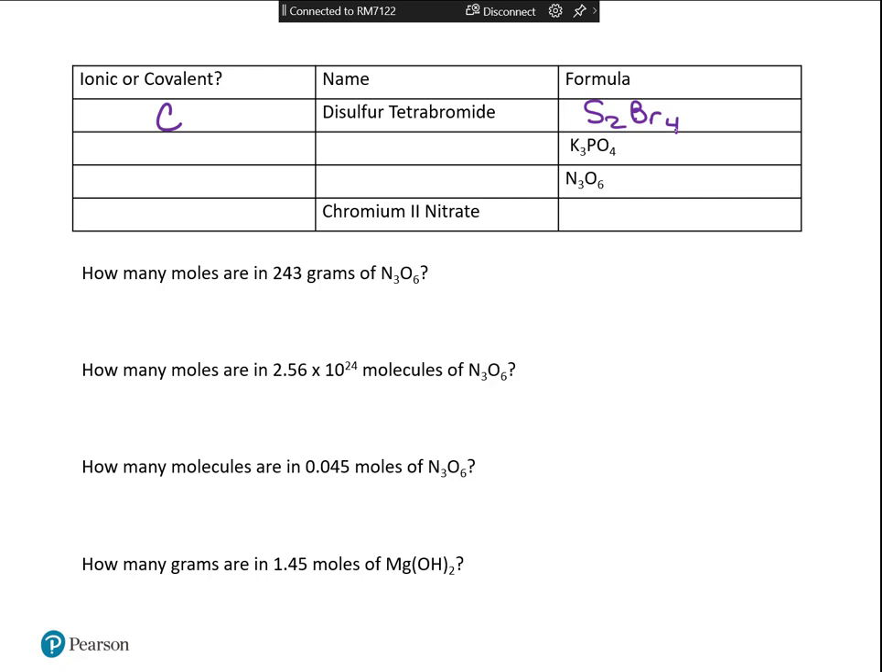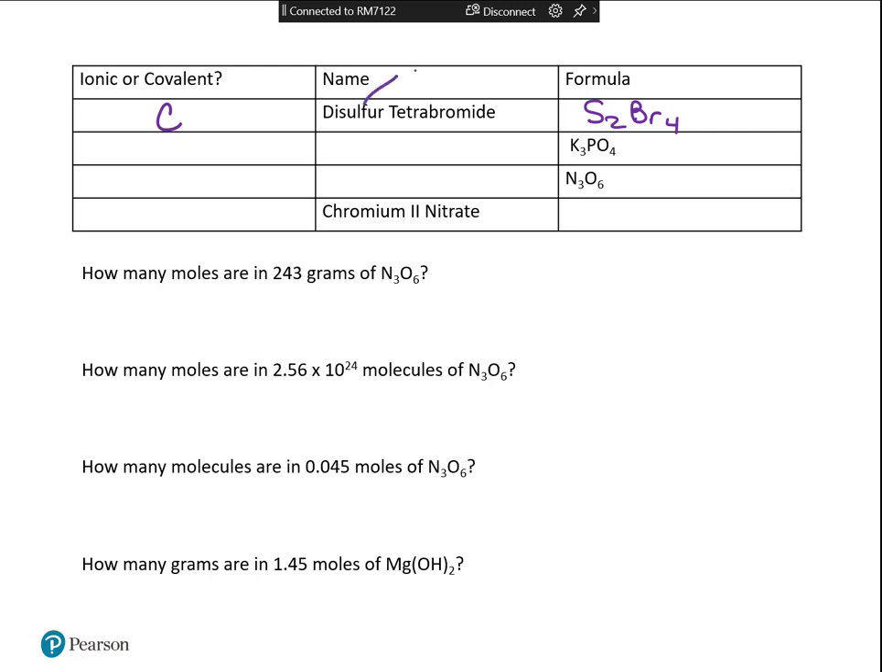So K3PO4, ionic or covalent? Okay, I heard both. Covalent? Anyone? Ionic? Okay, so where's your Y? Where's K on the periodic table? Because remember, you just look at the first element. Where is it? To the left of the zigzag line, so it's a metal. If it's a metal, that means this is ionic.